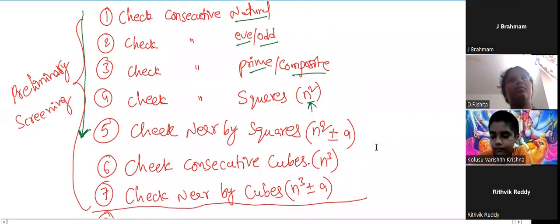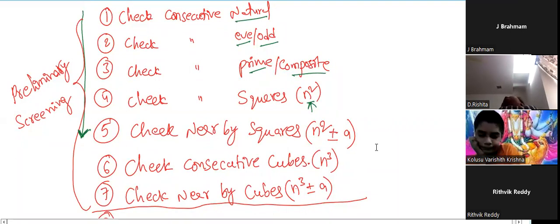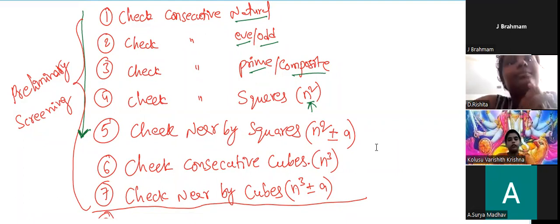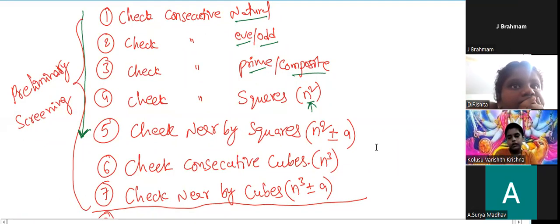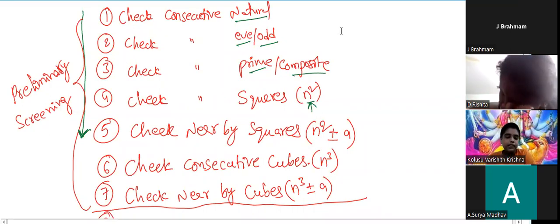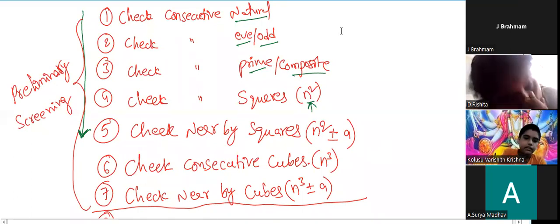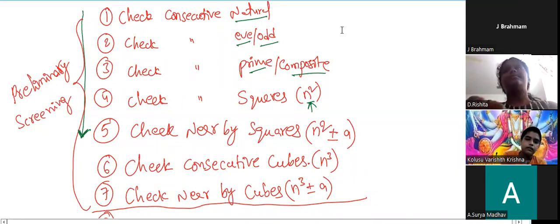Check consecutive natural numbers. Natural numbers only. Natural, even, odd, prime, composite, squares. There cannot be consecutive whole numbers, sir. Consecutive whole numbers come under consecutive natural numbers only, excluding 0. Sir, means there will be no 0 in the number series? Yes, if there is no 0, we call it natural numbers only.